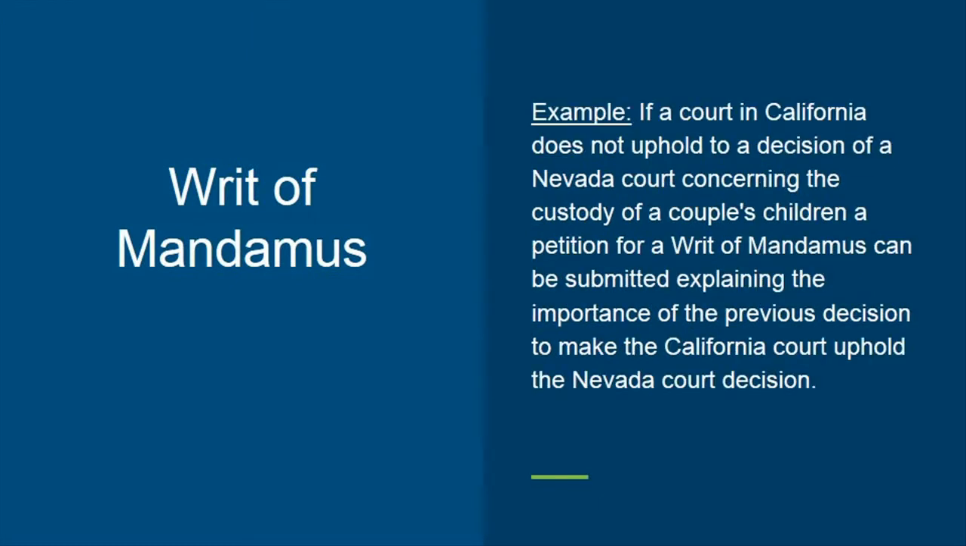For example, if a court in California does not uphold the decision of a Nevada court concerning the custody of a couple's children, a petition for a writ of mandamus can be submitted, explaining the importance of the previous decision in order to make the California court uphold the Nevada court decision. In simple terms, a writ of mandamus is used to make another court uphold another court's decision.